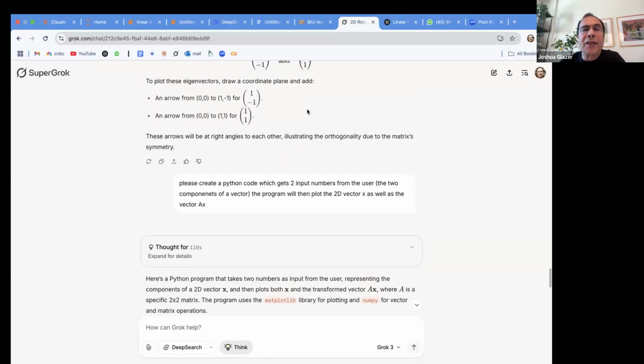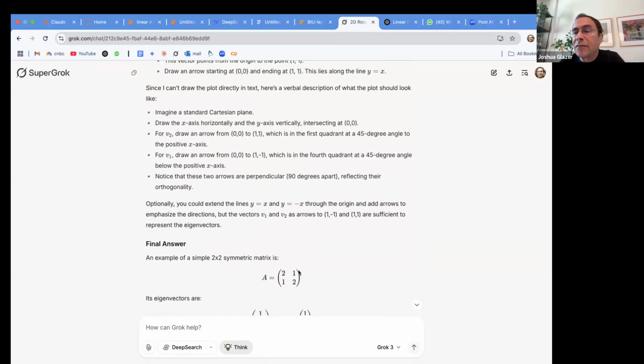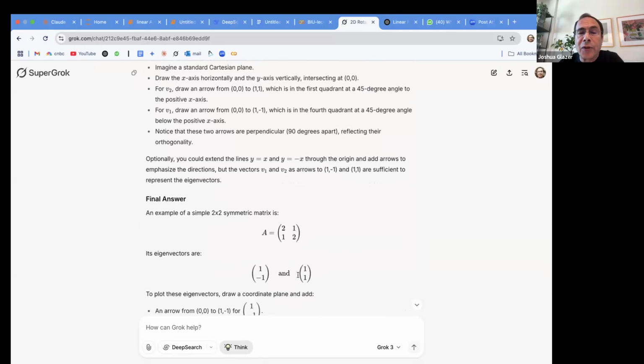And I'm reminding you the matrix is this one. Maybe you want to write it down. That's the matrix we're talking about: 2, 1, 1, 2. It's a symmetric matrix. These are the 2 eigenvectors.